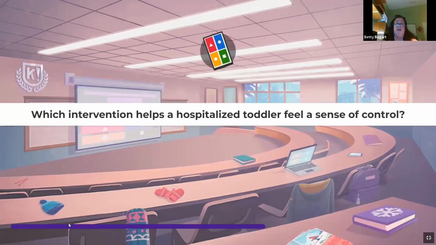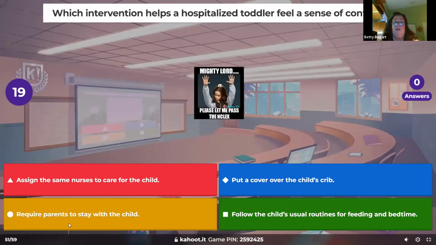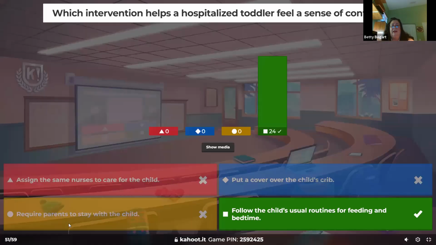Which intervention helps a hospitalized toddler feel a sense of control? Remember what toddlers are, and how do they have control even at home? And it's that rituals, it's that routine. Excellent.